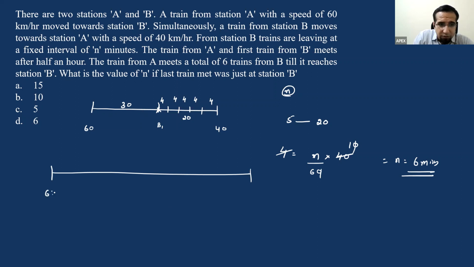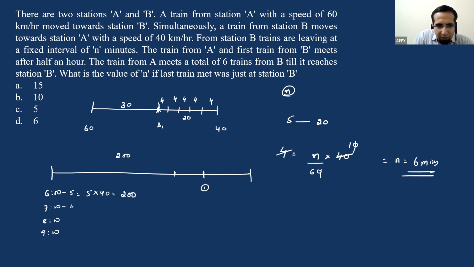So first train started at 6 o'clock, second train started at 7 o'clock, third train started at 8 o'clock, and fourth train started at 9 o'clock. Let's say I'm looking at a gap of 5 hours, 11 o'clock. Okay. So at 11 o'clock, first train, 5 hours. So 5 into 40 will be 200. So first train will be here. So total distance covered is how much, guys? 5 into 40. That is 200.